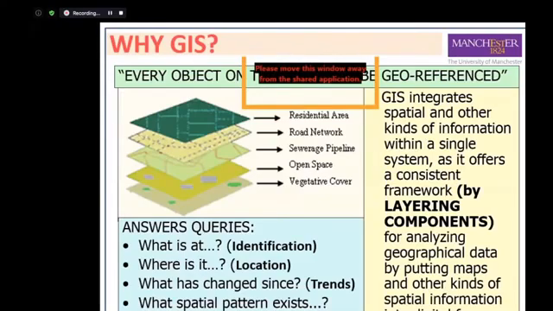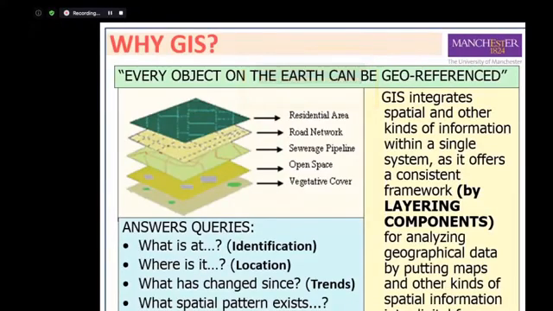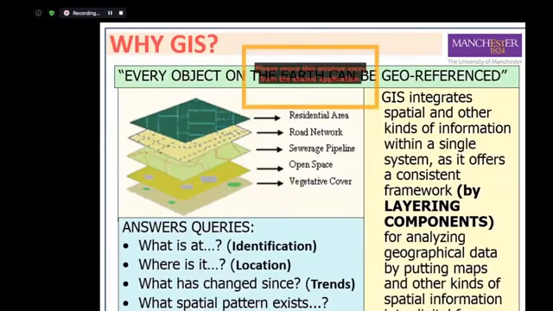Then the next question is location, where it is. And the third question is trend. That means our world is changing. We know the word climate change. So our world is changing, so what is changing? Sometimes it is very difficult to do change analysis manually, so then we need GIS. And what if, that is the modeling perspective. I will talk about the modeling perspective in a later slide.